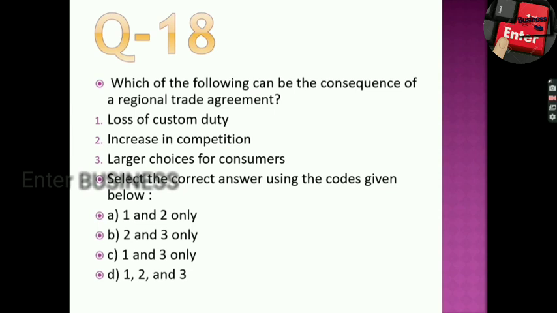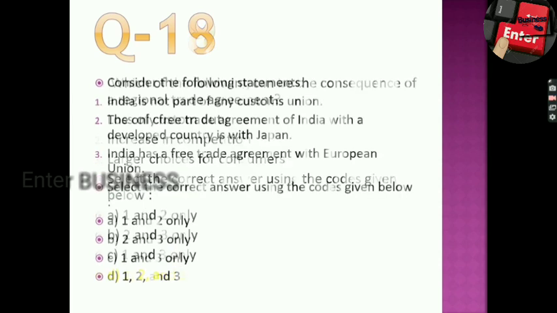And the next one is, which of the following can be a consequence of a regional trade agreement? First one is loss of customs duty. Second one, increase in competition. Third one, larger choice of consumers. Select the correct answer using the codes given below. Option A, 1 and 2 only. Option B, 2 and 3 only. Option C, 1 and 3 only. Option D, 1, 2 and 3. So the correct answer is option D, 1, 2 and 3.